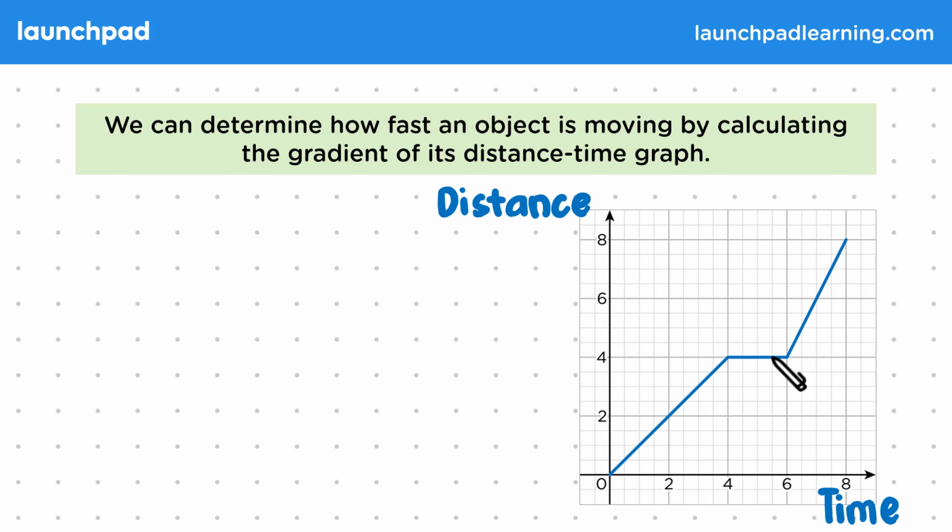Specifically, the steeper the graph, the faster the object must have been travelling. We can actually use this idea to calculate a speed using the gradient of the graph. But how does this work?